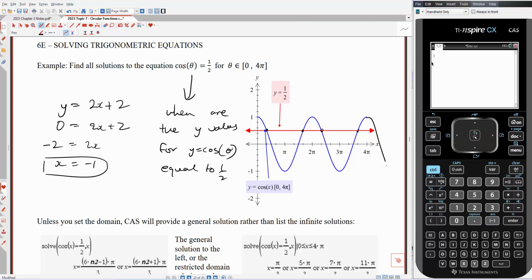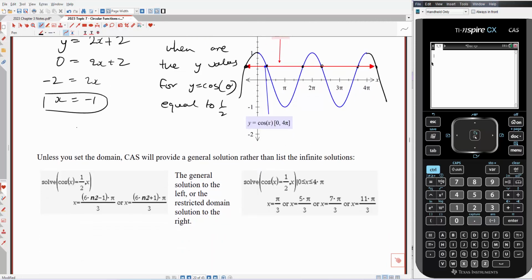And we can see here that trig functions are actually going to produce an infinite number of times where it's equal to 1/2. So first thing to note, unless you set the domain, CAS will provide what we call the general solution. That is a way to describe the infinitely many solutions that a trig function has. So see here, I've asked it to solve cosine of x equals 1/2 for x, and it gave me these two solutions here, which are called the general solutions. Okay, and you'll know you've got a general solution when you see this thing here.